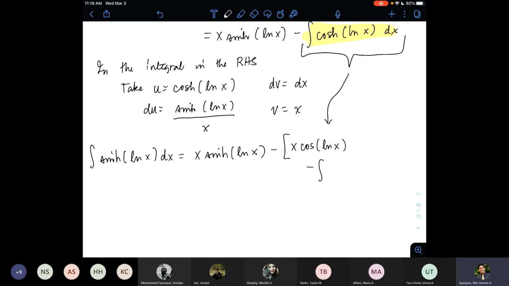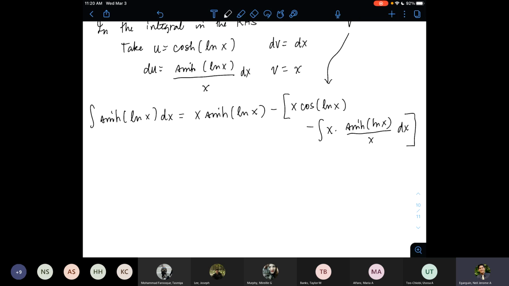So that would be minus integral of hyperbolic sine. Sorry, let me do it step by step. So we'll have v du, so we'll have x times hyperbolic sine of ln x all over x dx. I forgot the dx over there. And that's what we have here.